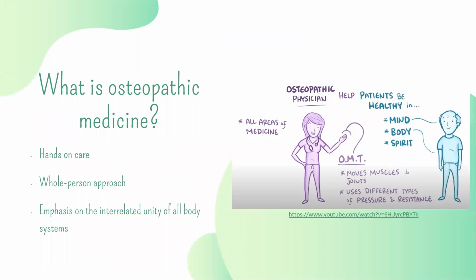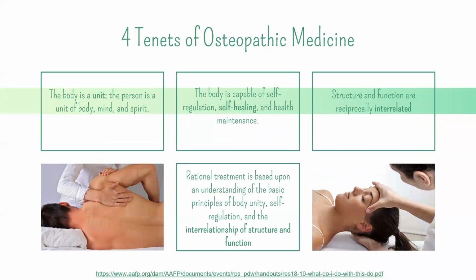So what is osteopathic medicine? It is defined as a branch of medicine that values hands-on care, whole person approach, and emphasis on the interrelated unity of all body systems. And osteopathic physicians especially pay attention to muscle and joint movements, as well as utilizing different types of pressure and resistance in their treatment.